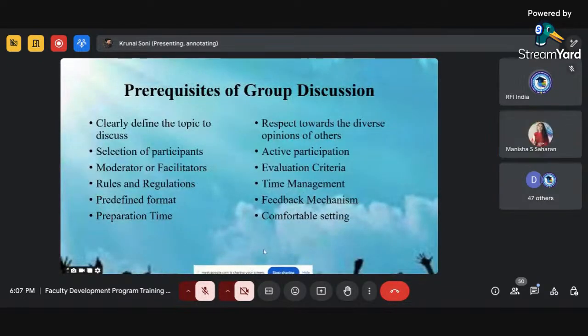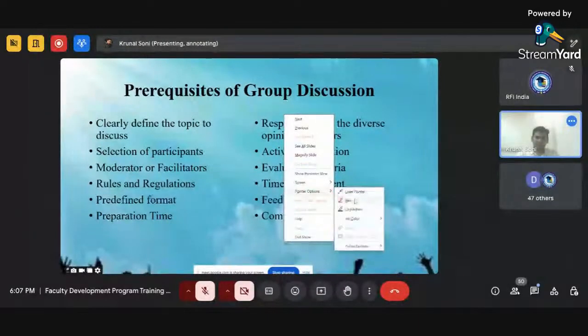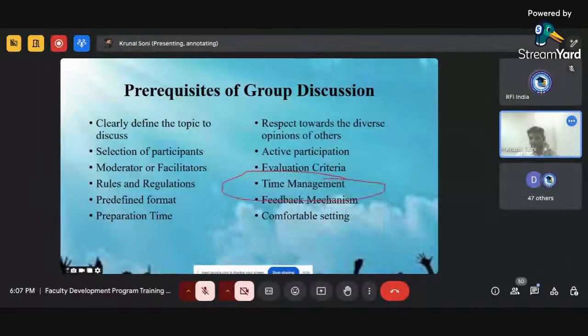Right, so feedback mechanism, time management, right? We should not eat others' time. We are on time management, right? So we should not eat others' time, and we should respect everyone's time period, and restrict our opinion to this time frame. That is called decency in the group discussion.